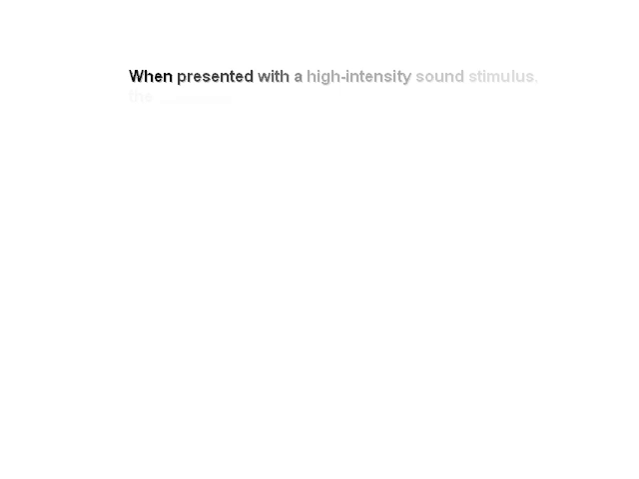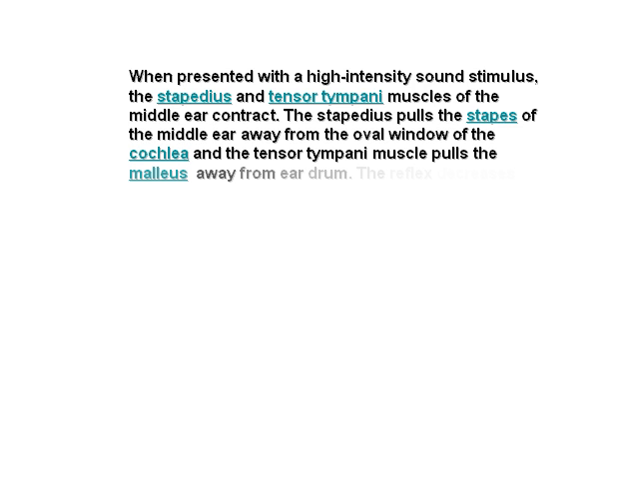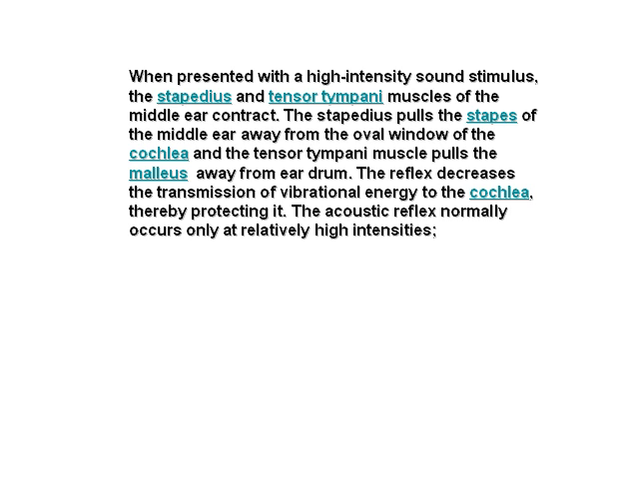Let us have a detailed look at the stapedial reflex. When presented with a high intensity sound stimulus, the stapedius and tensor tympani muscles of the middle ear contract. The stapedius pulls the stapes of the middle ear away from the oval window, and the tensor tympani muscle pulls the malleus away from the eardrum. This reflex decreases the transmission of vibrational energy to the cochlea, thereby protecting it. It also prevents excessive movement of the tympanic membrane too, via the action of the tensor tympani.